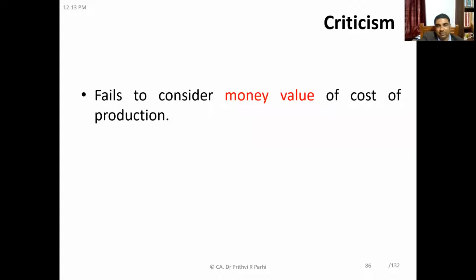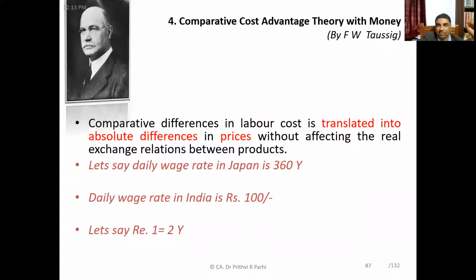Now since that theory has failed to consider the money value of cost of production, the next theory is called the comparative cost advantage theory with money, which was developed by F.W. Taussig. Here, he has tried to incorporate money into that theory. Once you have understood the comparative cost advantage theory, now we'll be able to add money value to it. In the sense, we'll try to convert those figures into money terms, then we'll make a comparison.